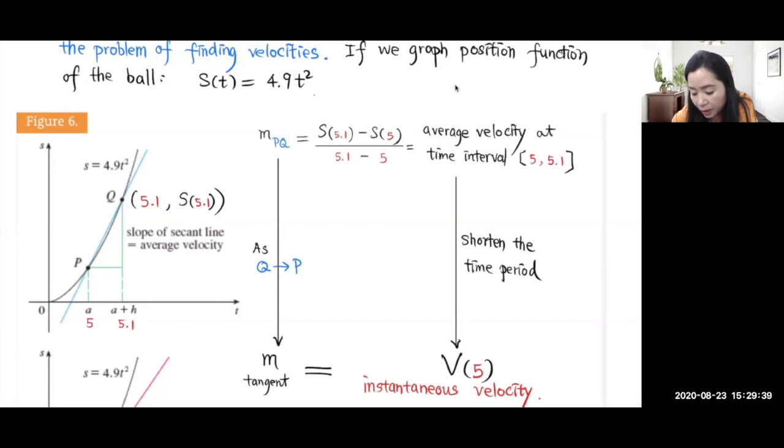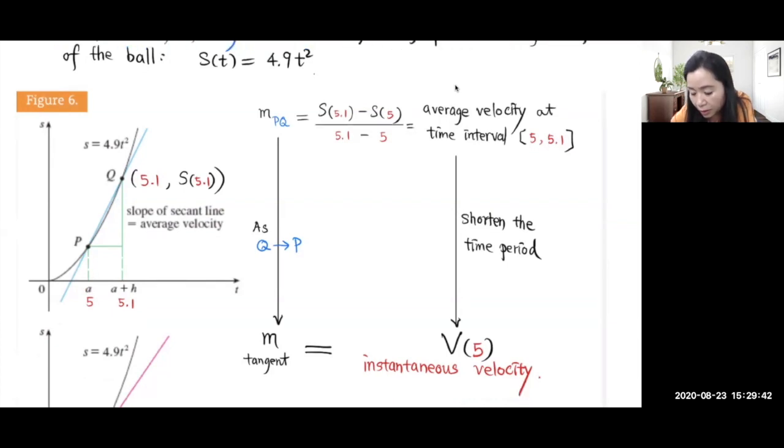We can look at the average velocity at a time interval that is close to this 5, from 5 to 5.1. Notice that, as you recall, when we calculated this average velocity at this time interval, that was this expression. But this expression is exactly the same expression to calculate the slope for the secant PQ over here. So the average velocity actually corresponds to the slope of the secant.